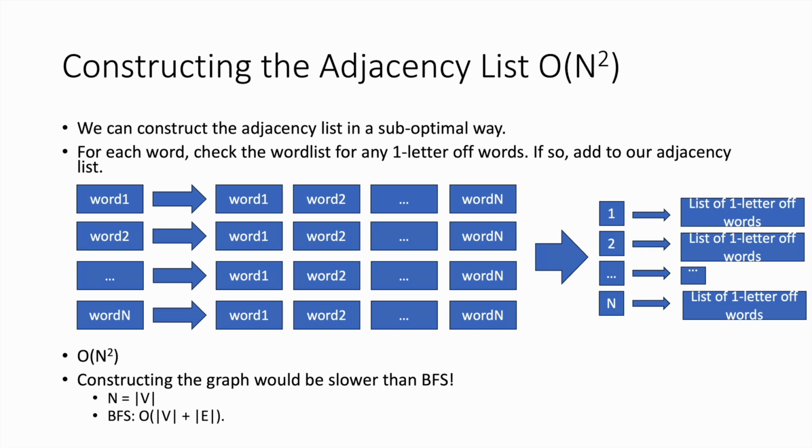In order to do this, we will loop through each word in the word list. Then for each of those words, we loop through the list again and compare the words to see if they're one letter off. If so, then we'll add it to our adjacency list. Since we loop n times for each of the n words, we have a time complexity of n squared.